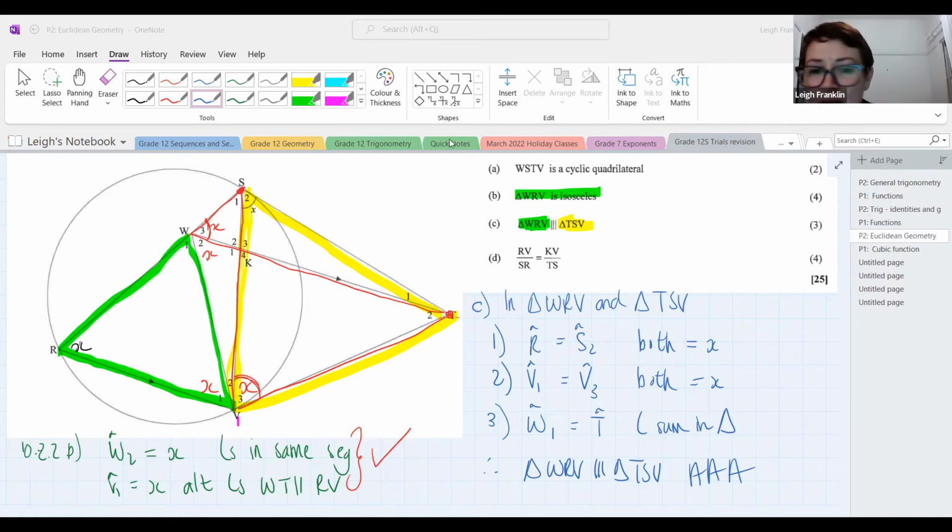Okay, so yes, there we go. So we've proved that these two triangles are now similar. And again, as I keep saying to you, geometry is a story, okay? So the fact that indeed they've asked us to prove that RV over SR equals KV over TS has probably got something to do with what we've just done. So yeah, expect that there are going to be connections.